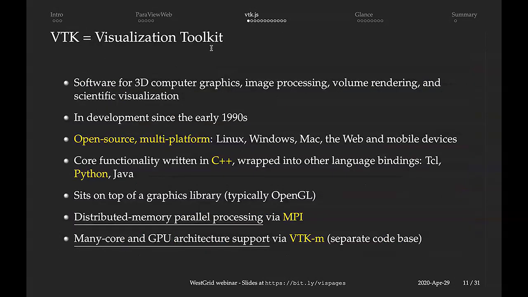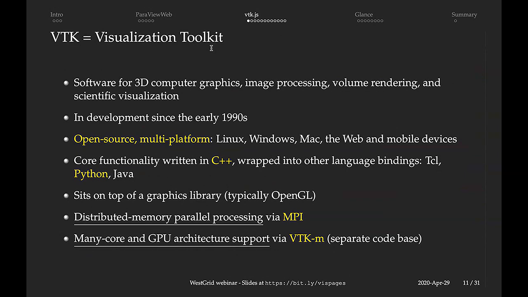Okay, so the second part is more interesting. This is more fun. This is VTK, the Visualization Toolkit. Many of you, I'm sure, know about this library. It's been around for almost 30 years. The development started in the very early 1990s, and it's an open source multi-platform library for computer graphics, image processing, volume rendering, and scientific visualization.